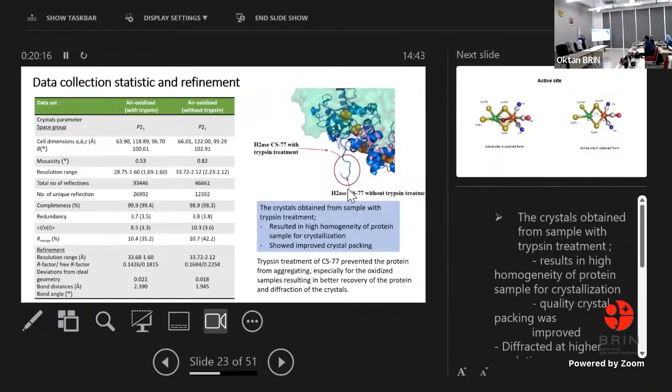All right, so this is the comparison of the data collection statistics and refinements that we did, comparing the crystal that we get without trypsin and with trypsin. It shows that the one with trypsin resulted in high homogeneity of protein samples for crystallization and should improve the crystal packing. Okay, so the next one.